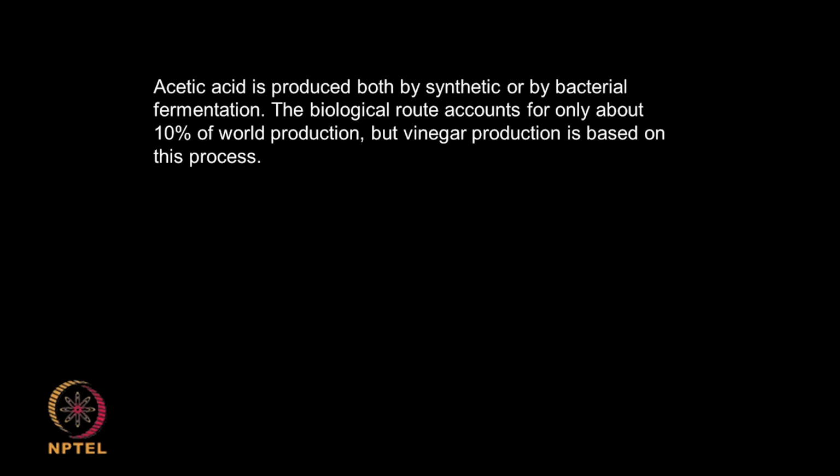So, let us look at another downstream system. This is related to the acetic acid manufacturing. Acetic acid is manufactured both by the synthetic and the bacterial route, and the one which is manufactured by the bacterial route is what is used in the food as vinegar. Ten percent of the world's production is through this particular route.